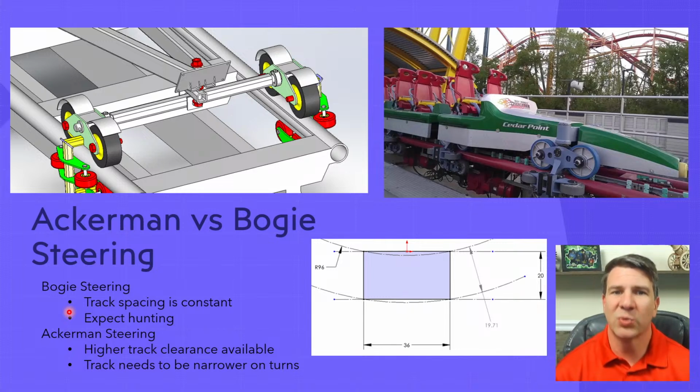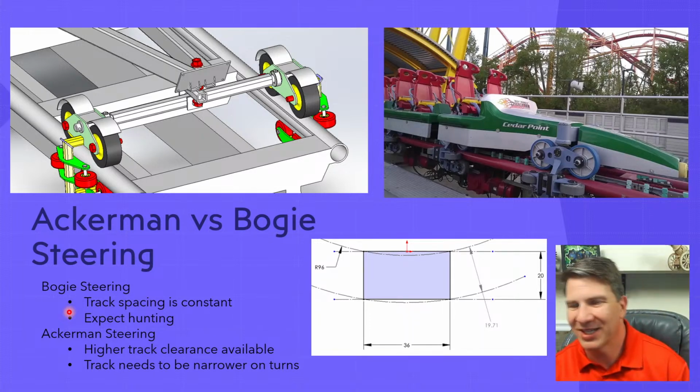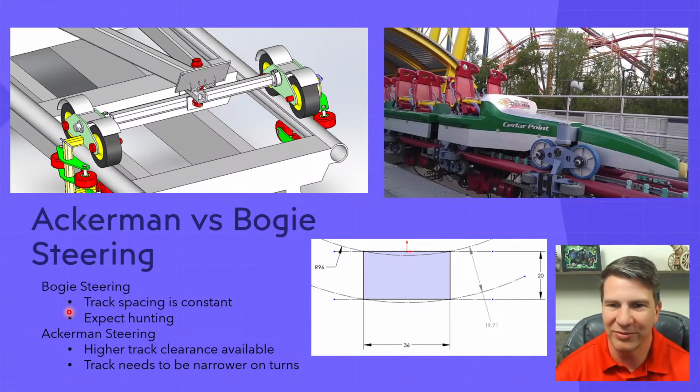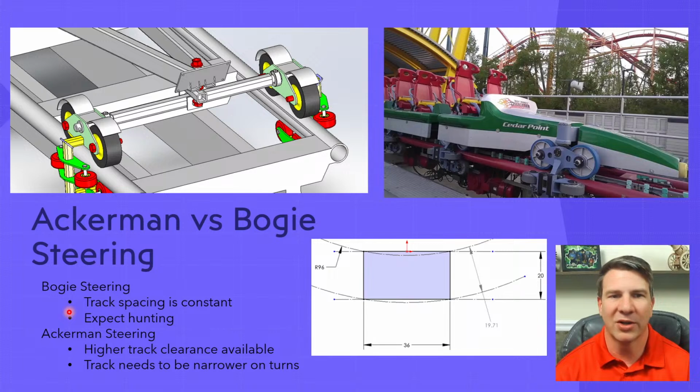Now, hunting is where, if you imagine a kid playing bumper bowling, and he just throws it into one side of the lane, and then it bounces back and hits the other side, and then it keeps bouncing back and forth, and eventually goes off to the end. That's what we're doing here. And this happens on straightaway sections, where it will start bumping into each side of the track.